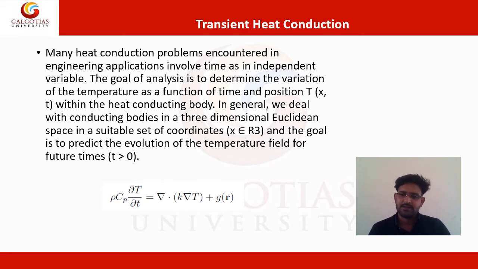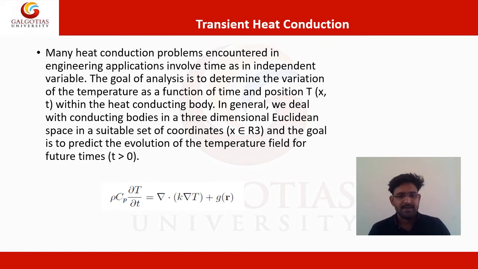The goal of the analysis is to determine the variation of the temperature as a function of time and position, that is T(x,t), within the heat conducting body. In general, we deal with conducting bodies in a three-dimensional Euclidean space, in a suitable set of coordinates, where x belongs to R3. R3 means your real space x, y, z, and the goal is to predict the evolution of the temperature field for future times. That means as time moves on, at a particular point or with a variation in space, how the temperature changes.